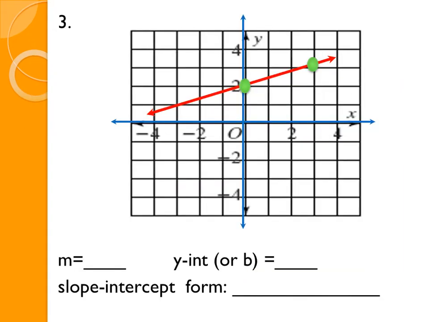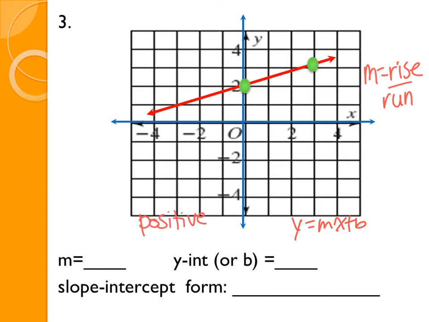Number 3. I'm going to write my equation. y equals mx plus b. My slope, m equals rise over run. And it'll also help if we find out if our slope is positive or negative. According to my graph, my slope is going to be positive.